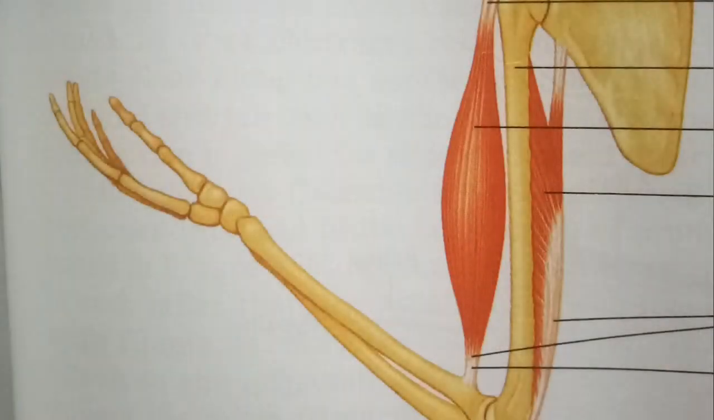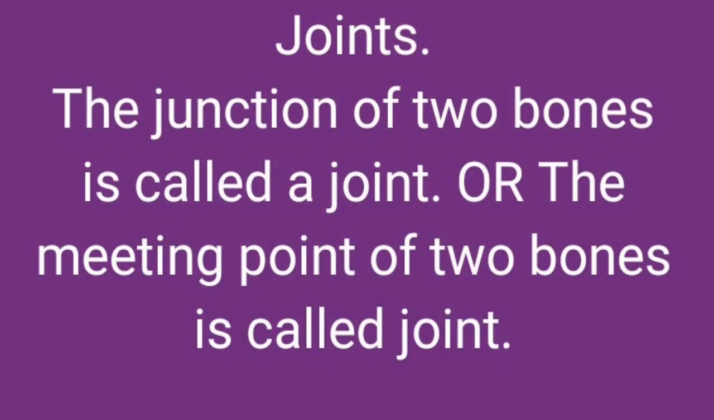Dear students, in this video we will discuss joints. As we know, the human skeletal system is made up of different kinds of bones. These bones link together through joints. So we will discuss what a joint is. The junction of two bones, or the meeting point of two bones, is called a joint.